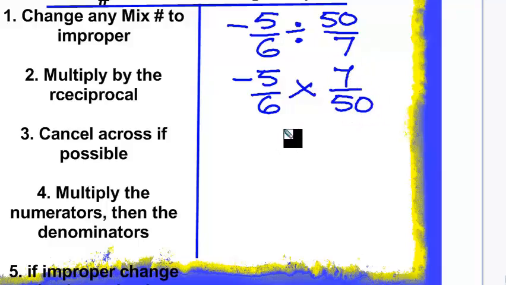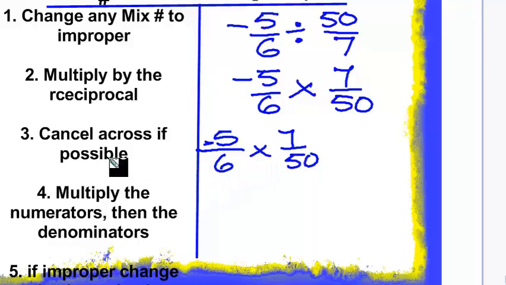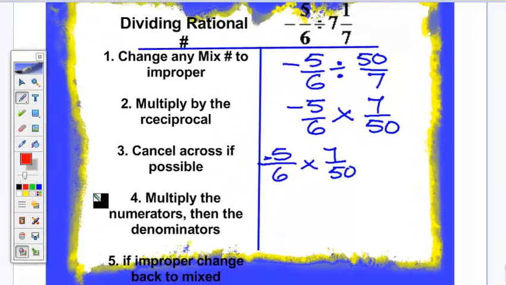Get the reciprocal. Now the next step would be to go ahead and cancel if possible. Let's copy this down for step 3. Okay, so now 6 and 7 have nothing in common. However, 5 and 50, the GCF here will be 5. So we can cancel out the 5 and the 50 turns to 10. So now we are ready to multiply.